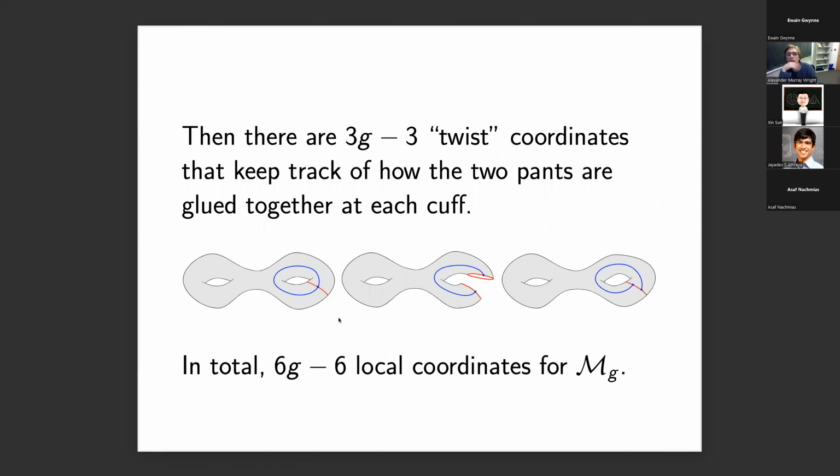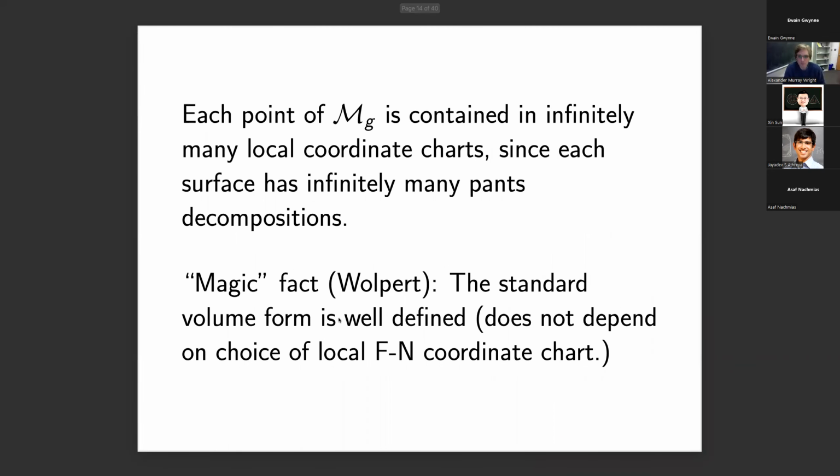Anyway, where we left off is we have these 3G-3 lengths, which say which pants we're using, and then the twist coordinates, which say how to glue them together. That's a complete set of instructions for assembling your hyperbolic surface. These twist and length coordinates give local coordinates for the moduli space, called local Fenchel-Nielsen coordinates. One problem though is that each hyperbolic surface has infinitely many pants decompositions, so it's contained in infinitely many local coordinate charts, and they're all equally natural.